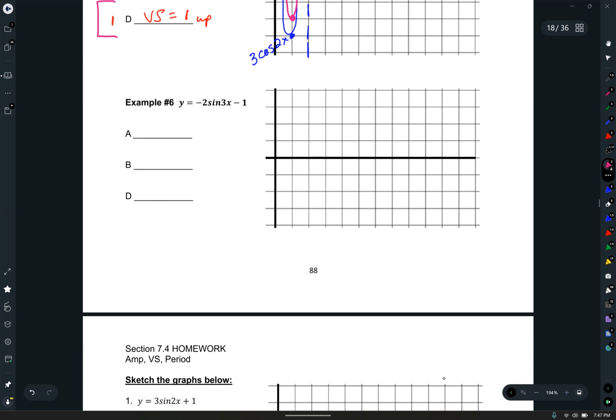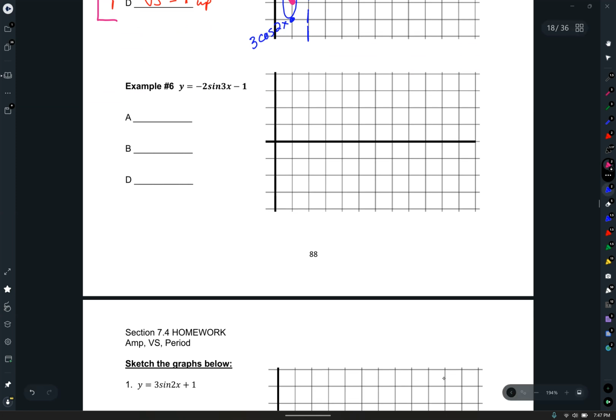All right, so let's look at example 6. So remember what I said. Yes, the A is -2, and the B is 3, and the D is -1. So for amplitude, we don't say that the amplitude is -2. We just say that the amplitude is 2. Now, what does that negative do for me? Remember, that negative is going to cause me to flip it. So just in general, as far as notation, we say that the amplitude is 2 because that just gives me an idea of how high and how low it goes.